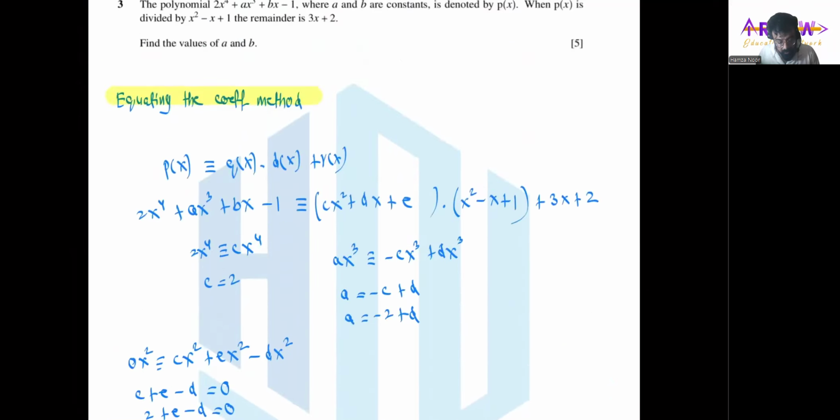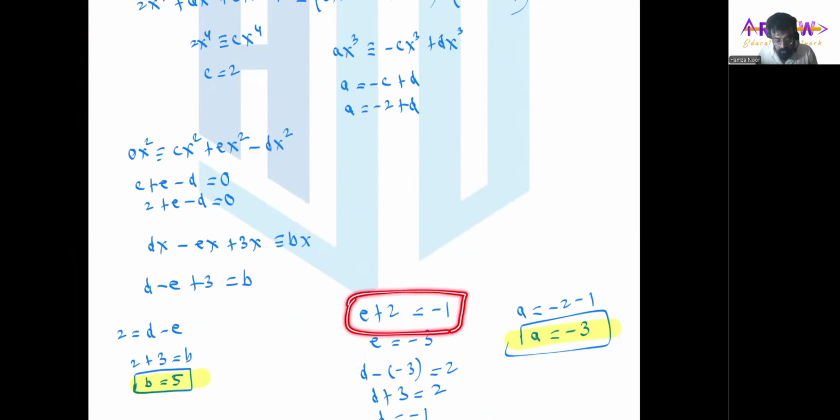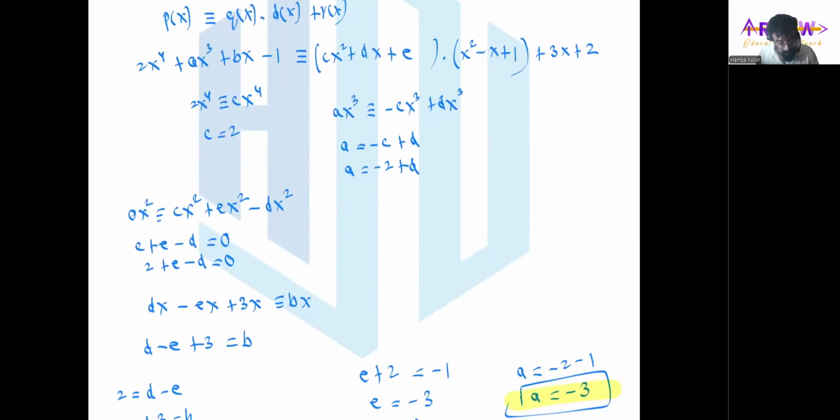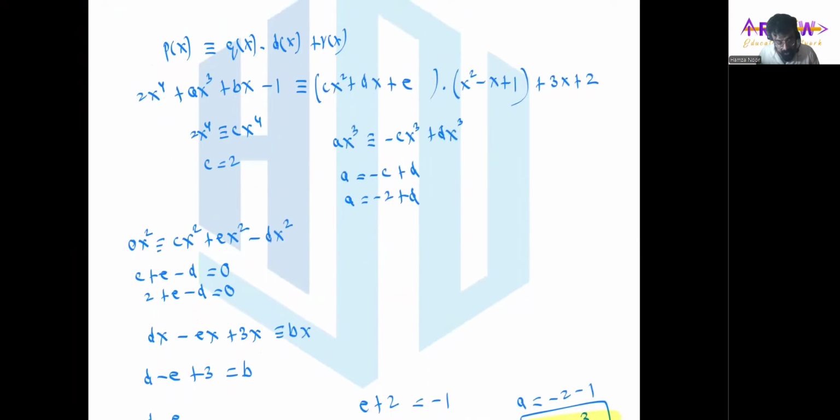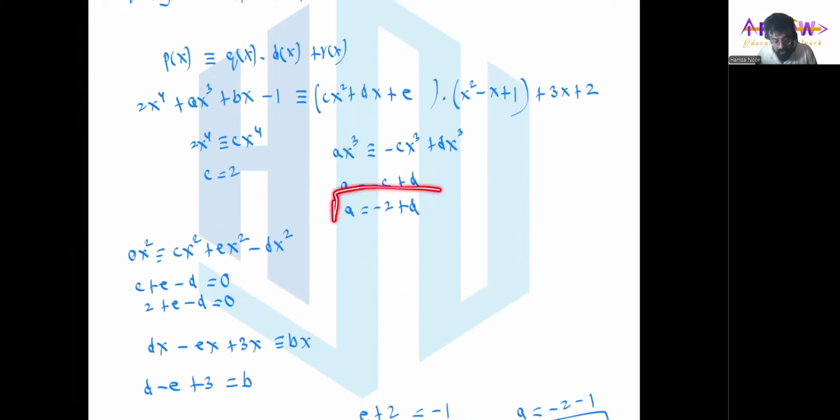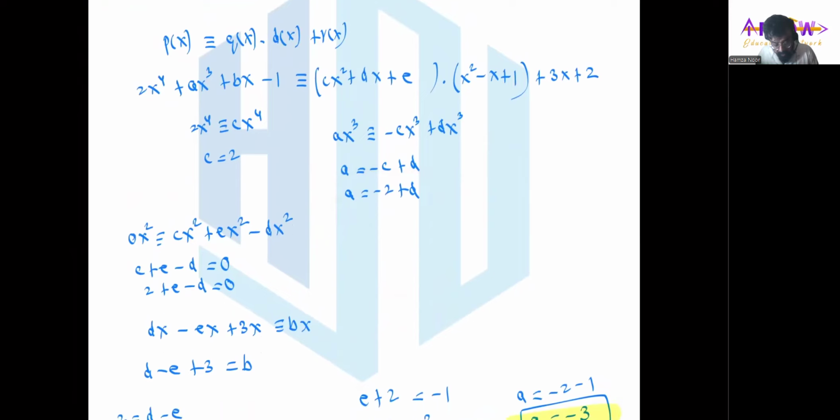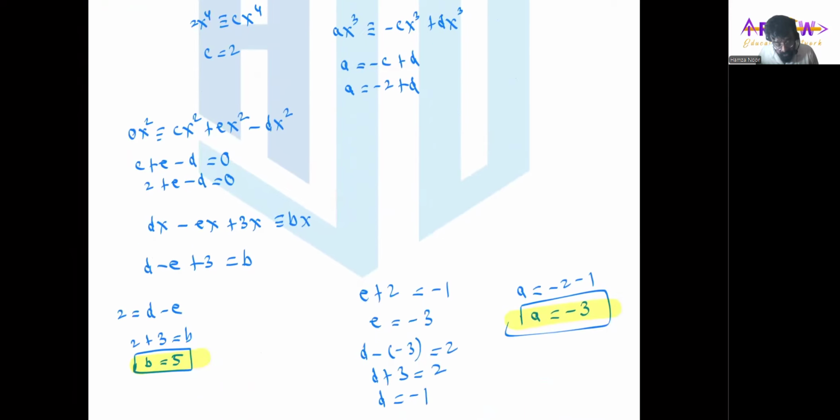All right, and now I'm going to compare the constant terms. So in order to find the constant term, this e will be multiplied by 1, and then 2 will be added in the end. And here the constant term is minus 1. So I can say that e plus 2 is equal to minus 1. Therefore, e is equal to minus 3. And in the previous working, I obtained an equation in terms of a and d. All right, and I have found the value of e over here, which is minus 3.